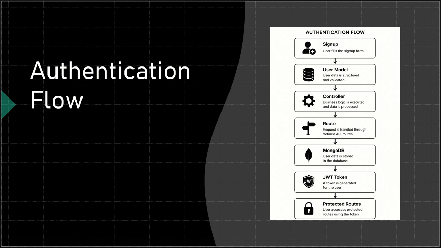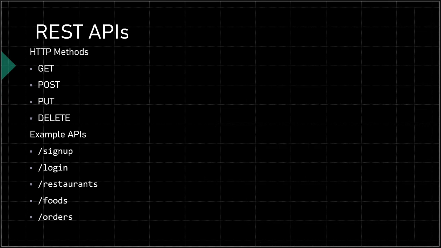REST API. Before that, let me tell you the authentication flow. Sign up, user model, controller, route, MongoDB, JWT token, and protected routes.